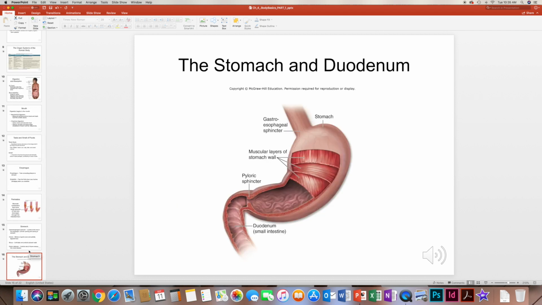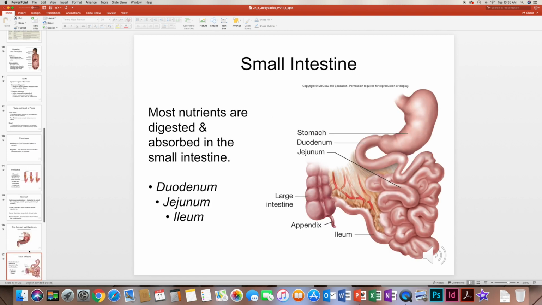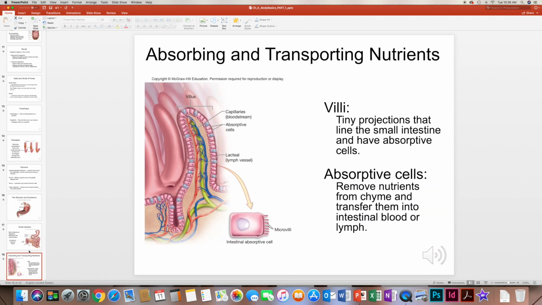Here is just a diagram that you can look at to understand the different parts of the stomach into the small intestines. The small intestines is where digestion and absorption is occurring. So we begin digesting in the mouth, we digest partially in the stomach, and then we continue digesting in the small intestines. But that's where all of the nutrients are absorbed. You have three parts: duodenum, jejunum, and ileum. We can transport and absorb these nutrients in the small intestines because of villi, which are tiny projections that help move the food along, and they have absorptive cells that allow them to transfer nutrients into the blood.